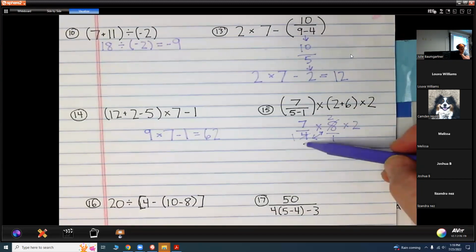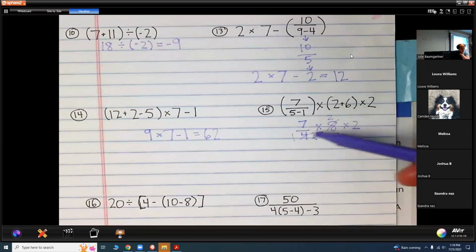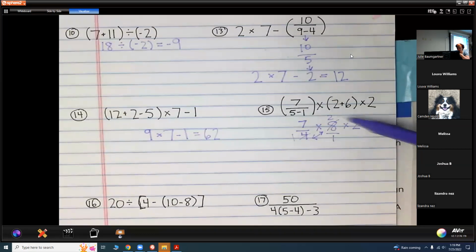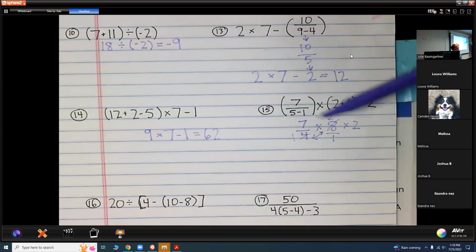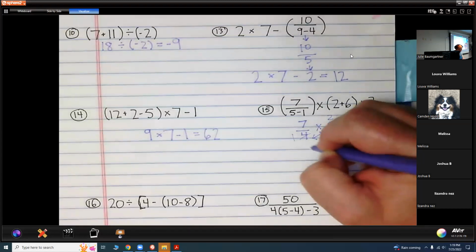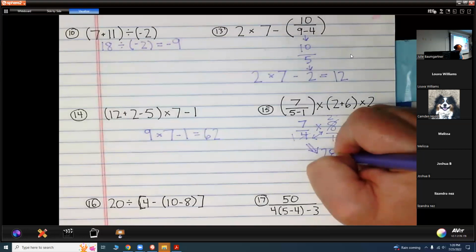So if I have a 4 down here and an 8 up here, I can take a 4 out of here and a 4 out of here, which reduces my 4 to a 1 and my 8 to a 2. Does everyone see that step? Like I said, that will just make it easier to do the math, right? Because now I have 7 times 2 is 14. 14 times 2 is 28. You guys get 28 for number 15? Yeah. Good.